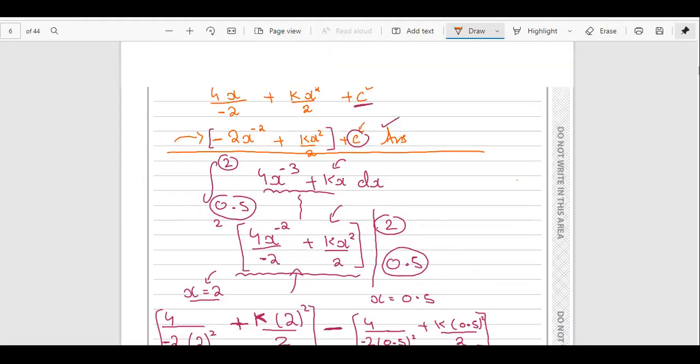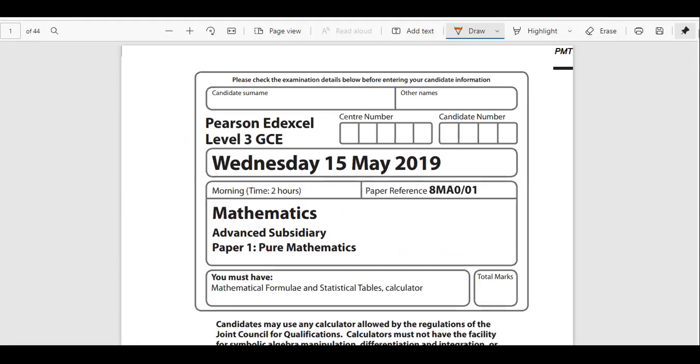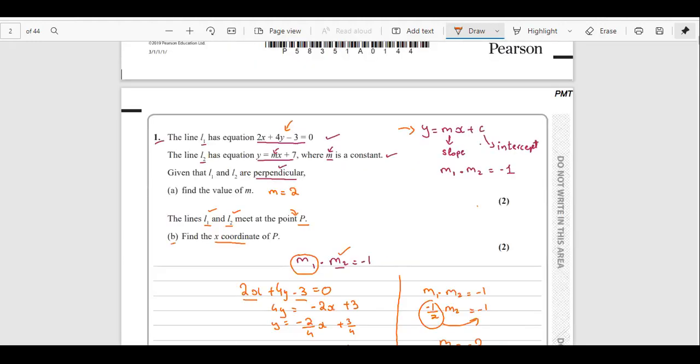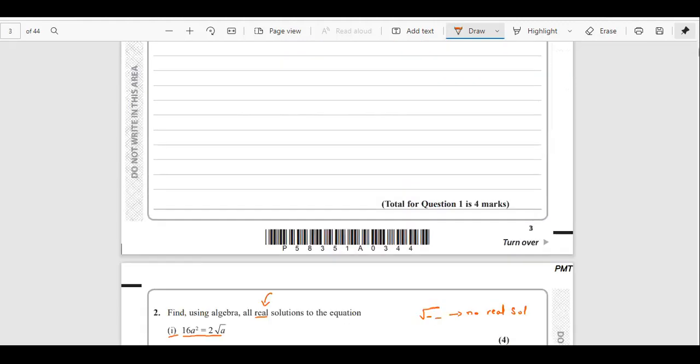Sorry. You're saying it's not there in your book? Yeah, I don't think I can see any questions for it. But look, it is an Excel board, pure maths, paper one, right? Yeah. Maybe because it's old. No, this is a 2019 exam, it's not that old. I'll ask my teacher, maybe we didn't do it. Okay, that's okay.